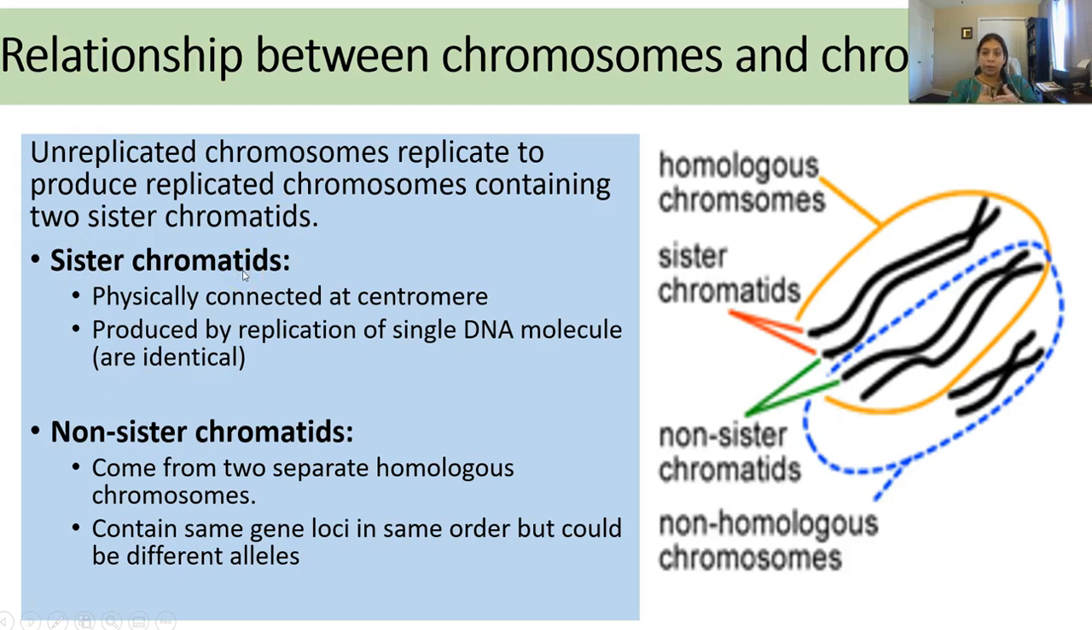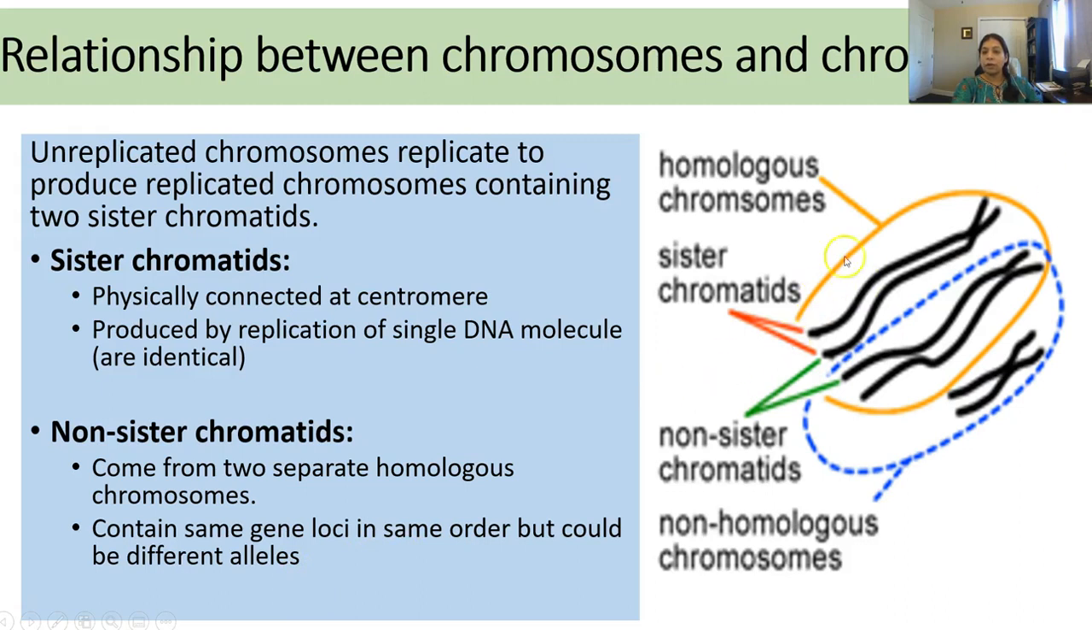That's how we know that they are combined together. They're the same, and they're produced by replication of a single DNA molecule. So they are completely identical, those two sister chromatids. Non-sister chromatids, on the other hand, are not from the same chromosome. Non-sister chromatids are going to be from two separate homologous chromosomes altogether. So two sister chromatids from chromosome 2 joined together versus two sister chromatids of chromosome 3 joined together, those are going to be non-sister chromatids. They will contain the same gene loci in the same order, but could have different alleles.